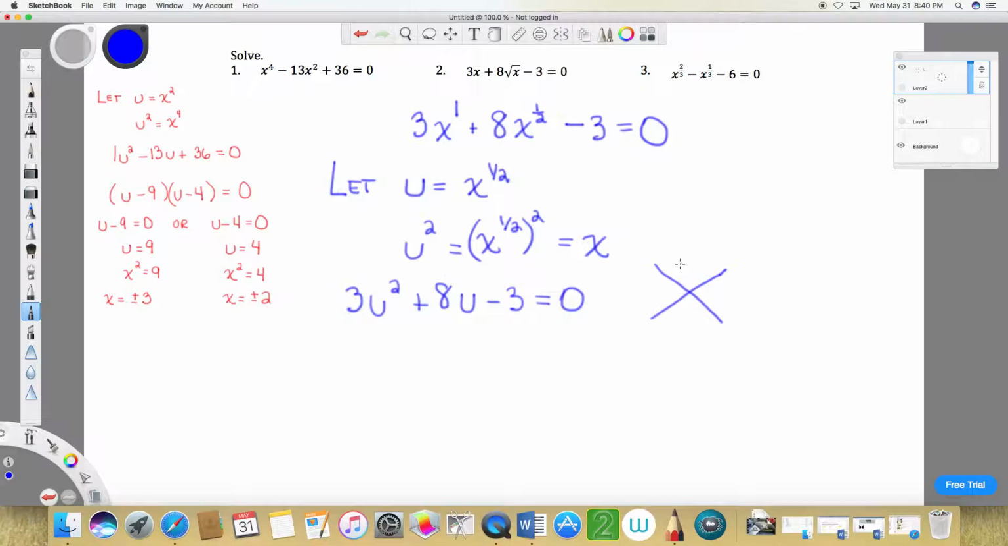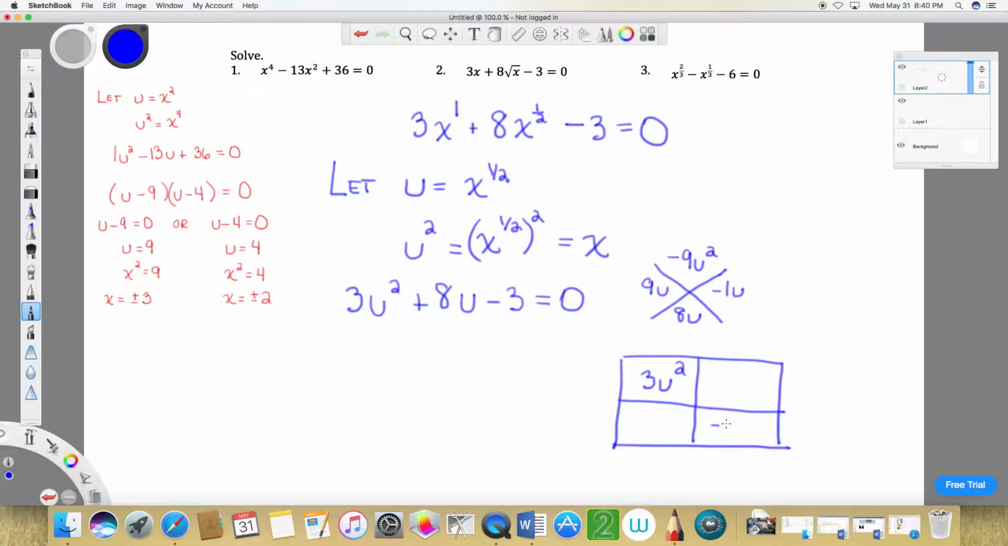Take the first term times the last term, and that's negative 9u squared. The middle term is 8u. We need two numbers that multiply together to give us the top value and add together to give us the bottom value. And then if we put this in the form of a table, along my diagonal, I take the first term and the last term of my original equation, and along the other diagonal, the values I found by trial and error in the x. And then I factor horizontally and vertically.